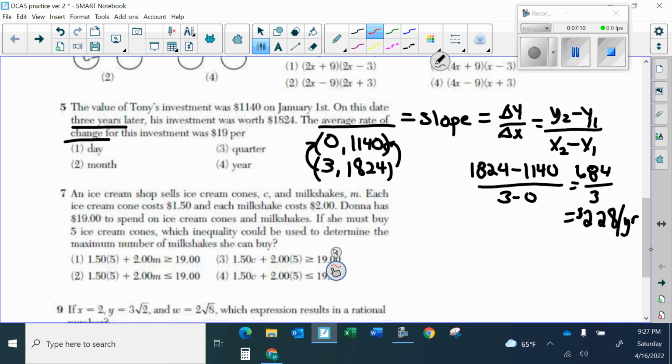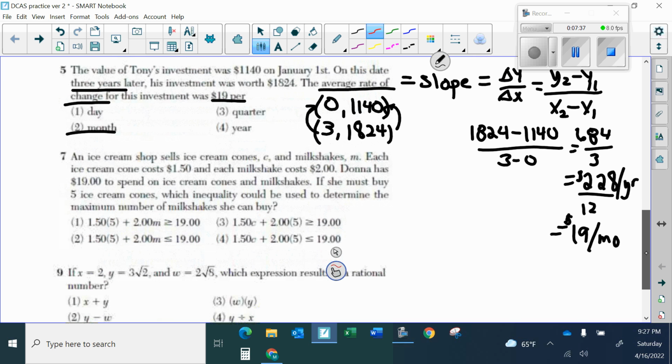Now notice they don't have it. They want it as $19 per what? So the question is 228 divided by what will give me the 19? Well, that's going to be per month. If I divide that by 12, I'm going to get 19. And what does that 12 represent? Each month. So $19 per month. So you have to look at what they wanted as well. Okay, so 2 sort of steps with that one.